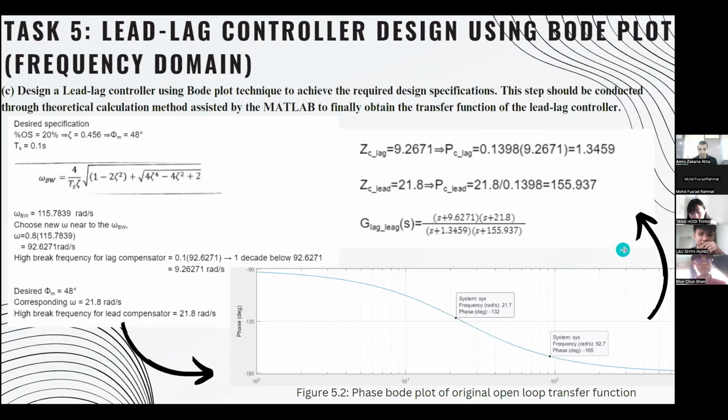And the lag frequency is equal to 0.1 of the new omega. It is because we have to take it 1 decade below the new omega, which is equal to 9.26271. And the desired phase margin is equal to 48 degrees, taken from the open loop phase margin in figure 5.2. Then we design the transfer function of the lag-lead compensator, where the zero and pole of the lag compensator are 9.267 and 0.1398 respectively, and the zero and pole for the lead compensator are 21.8 and 155 radians respectively.